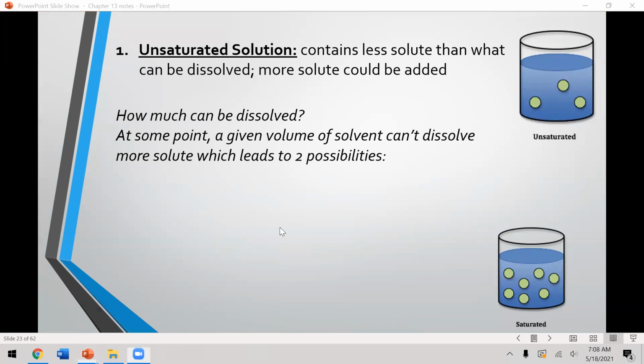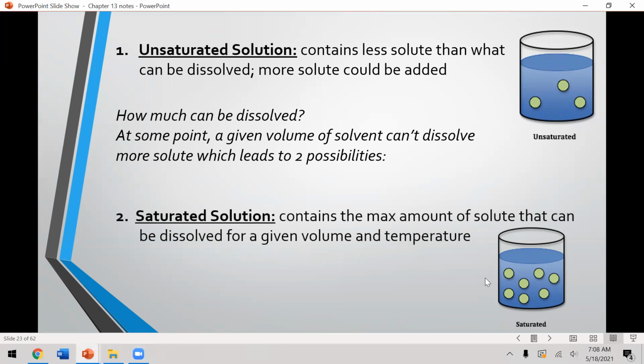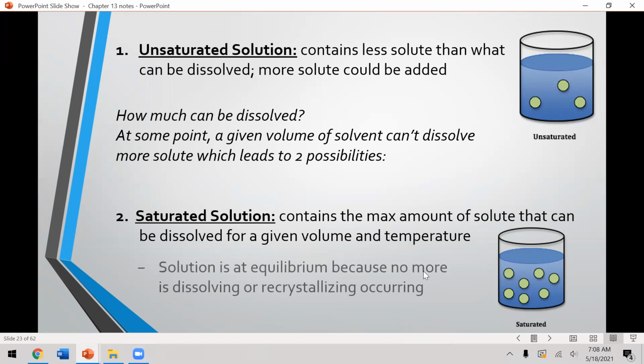So there are 2 possibilities. The first possibility is called a saturated solution. Once again, green for solute, blue for solvent. This is basically when you have the maximum amount of solute that can be dissolved in this given volume at that temperature. We say this basically is at an equilibrium because you're not going to have anything else dissolving, but you're also not going to have anything crystallizing or falling out of solution.